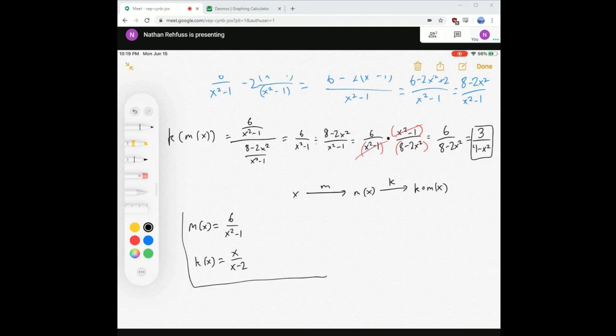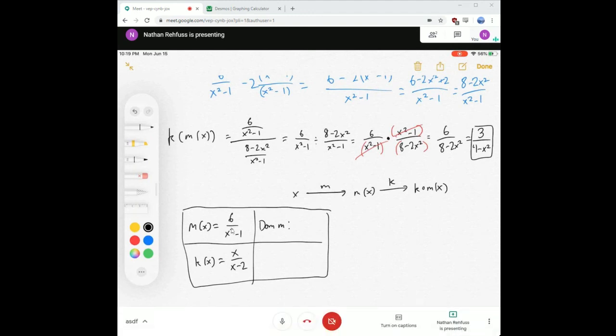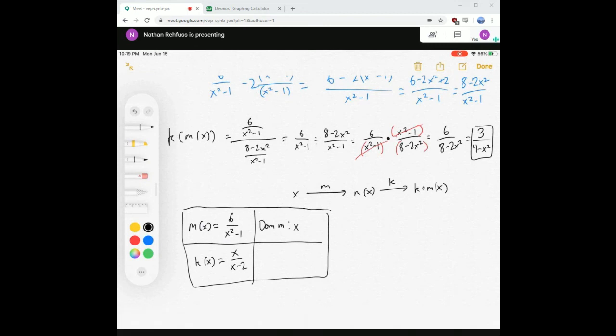Make a little table here. What's the domain of m? I cannot divide by 0. X squared minus 1 is 0 whenever x is positive 1 or negative 1, right? A positive 1 would make that 0, a negative 1 would make that 0, nothing else will. You can see that quickly by factoring it, x plus 1, x minus 1. So the domain of m is every number except for 1 and negative 1.